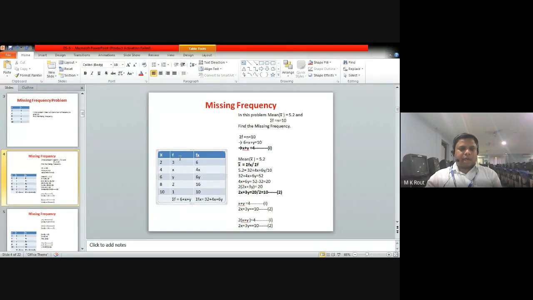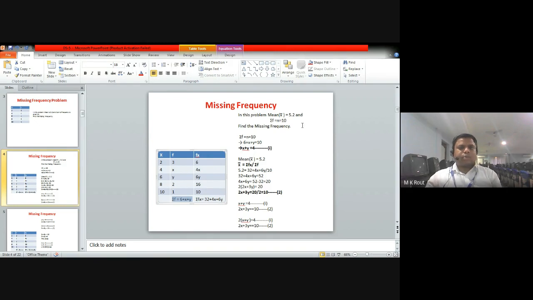It is your duty first to calculate the summation of frequency. That means summation of f is equal to 3 plus 2 plus 1, that equals 6, plus x plus y. Then you proceed for calculating f into x, frequency into the x variable. That means 2 into 3 equals 6. Similarly, the next one, 4 into x equals 4x. For the next one, 6 into y, 6y. For the fourth row, 8 into 2 equals 16. And the last row, 1 into 10 is 10. If you calculate the sum of fx, that equals 32 plus 4x plus 6y.